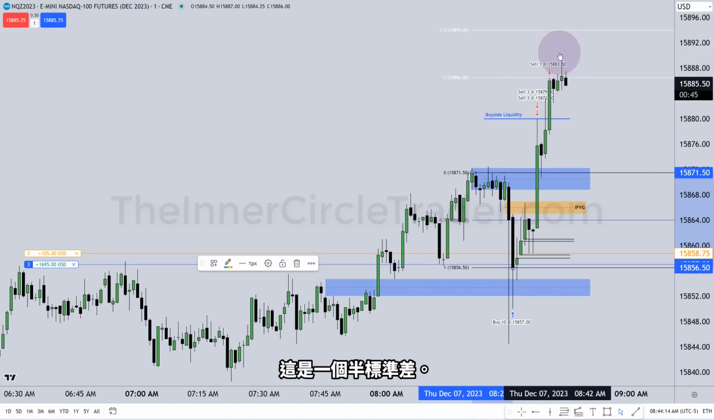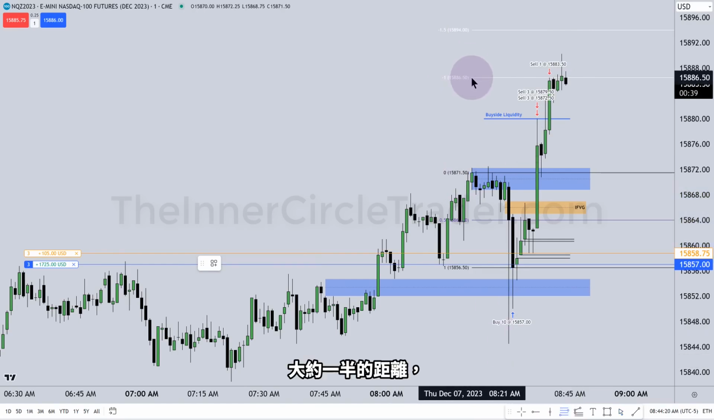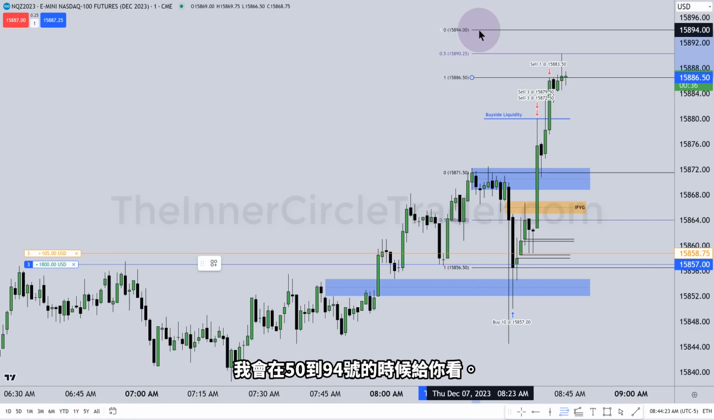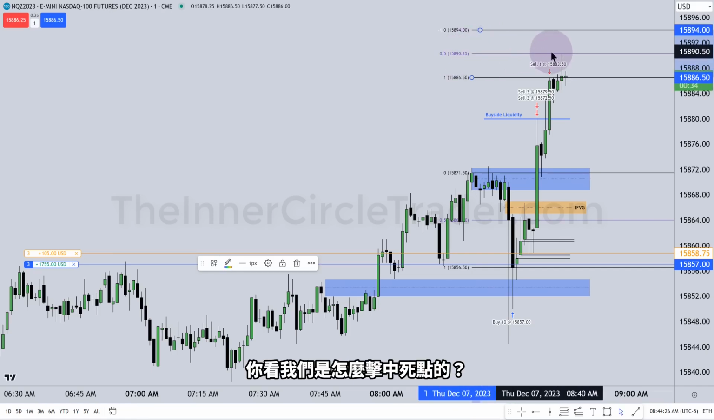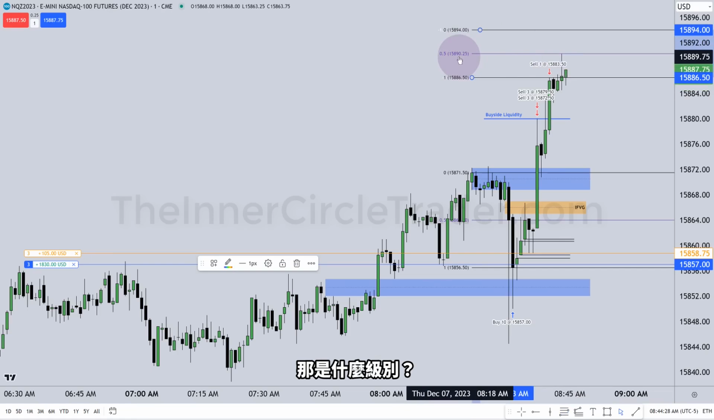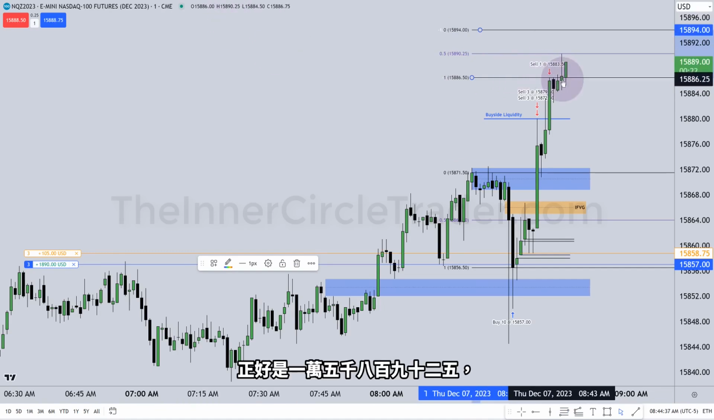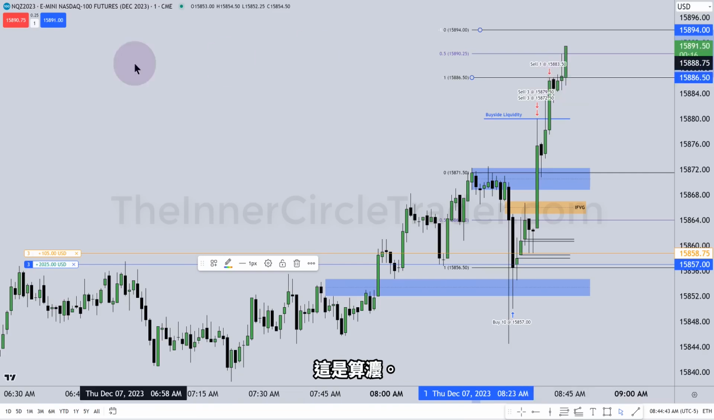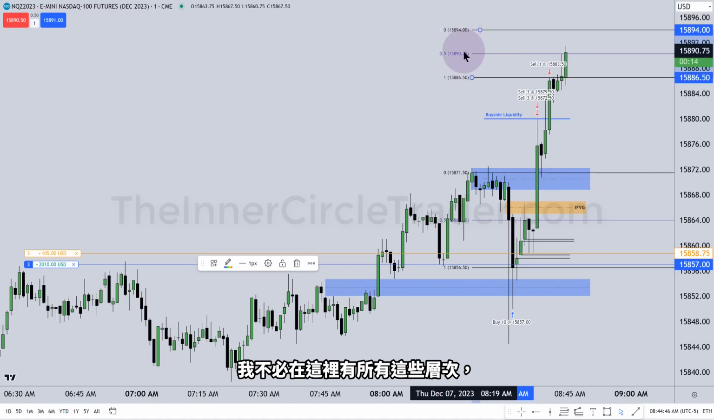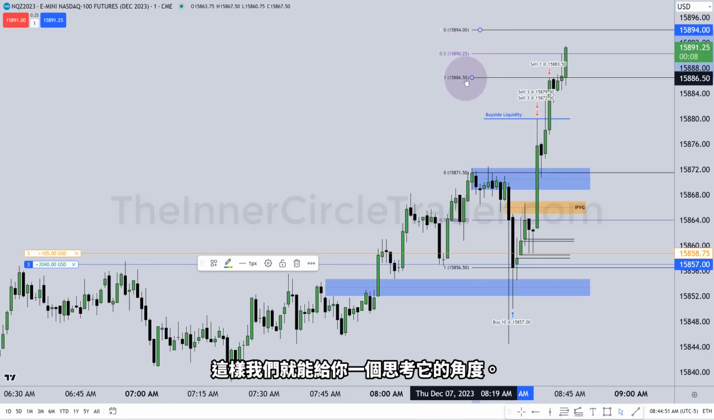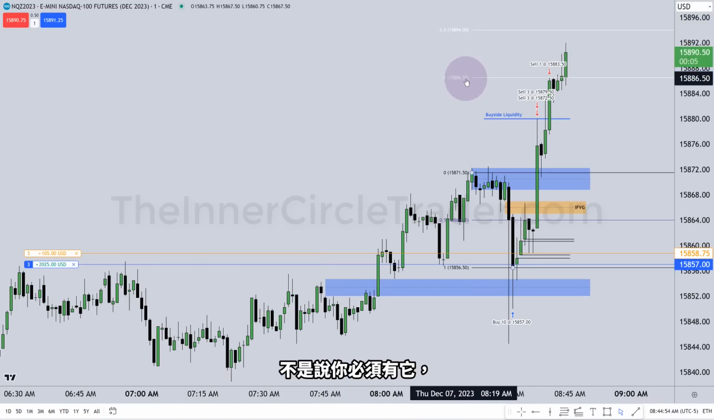But notice that between these two here, about halfway, and I'll show you that right here on the 50 to the 94 even. See how we hit dead center, perfect. What's that level right there? 15,890.25. Watch the high up here. See it? It's right here. Look up here. That candle's high comes in exactly at 15,890.25. So that to me is algorithmic. I don't have to have all these levels on here, but I teach you these things so that it gives you the perspective to consider it. Not that you have to have it, but it's a framework in which I look.